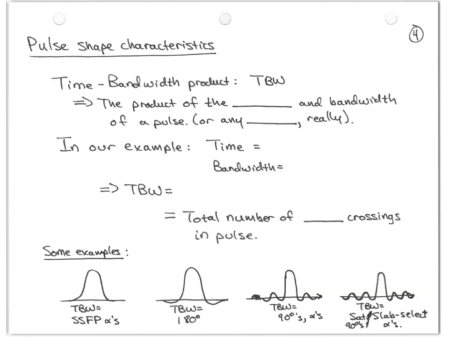So now we're in the position to define some pulse shape characteristics. And the main one that is of interest is going to be the time bandwidth product. This is a unitless metric for all digital filters, including RF pulses, and it is equal to the product of the duration of the pulse, which is capital T, and the bandwidth, which is BW for a pulse, or really this holds for any digital filter.